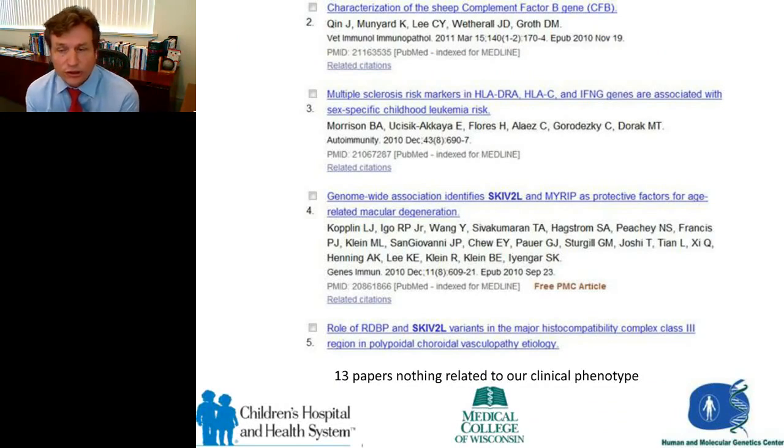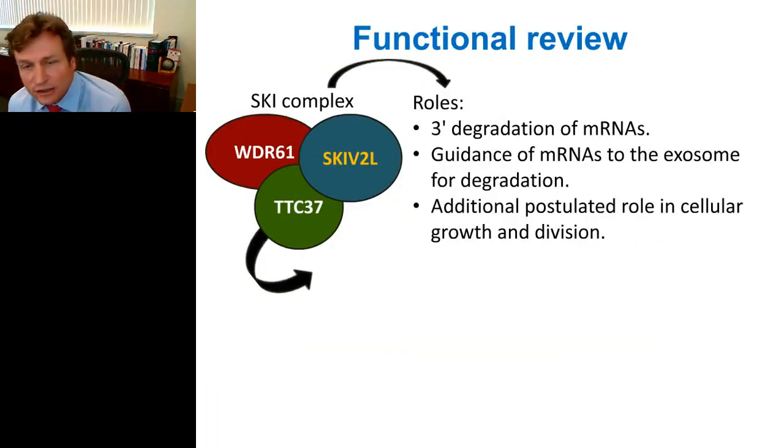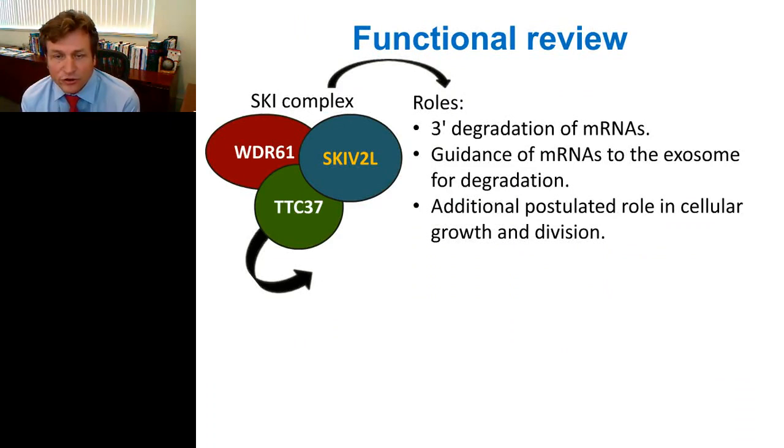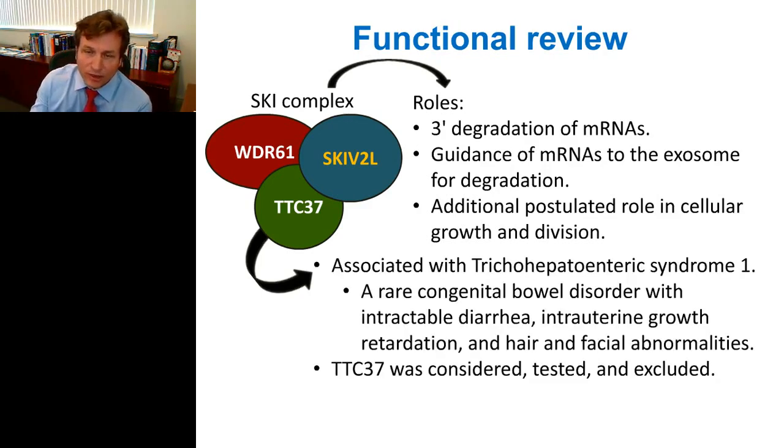Well, of course, you go to the literature. What we found was 13 papers that had nothing to do with this phenotype. In fact, looking at this, you wouldn't even think that it was involved in any of these phenotypes at all. But what was interesting is that if you take a look at the molecular biology, SCYL2 interacts with the TTC37 gene. Now, this gene has actually been implicated in hepatoenteric syndrome 1. And so we had actually looked at this gene as a potential cause of her phenotypes, and we had excluded it based on the testing.